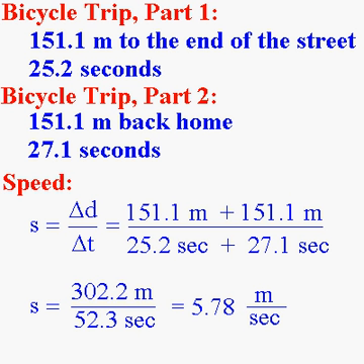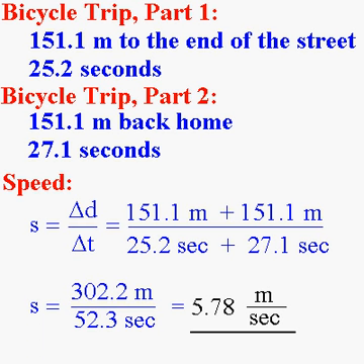But now, to get the final answer, we have to divide. And when we divide, we count significant figures. 302.2 has 4 significant figures, 52.3 has 3, so the answer can have only 3 significant figures, and that's why the answer is 5.78 meters per second.